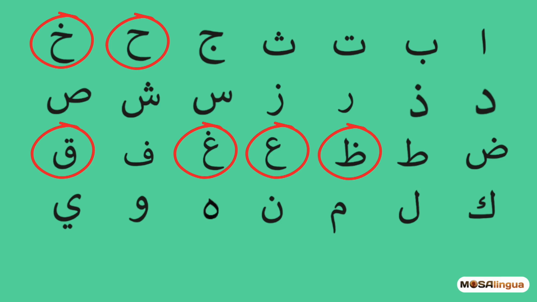There are 28 letters in the Arabic alphabet, elegantly flowing from right to left. While 22 of these letters make a sound that's familiar to English speakers, the remaining 6 bring a unique and unfamiliar melody to the ear.